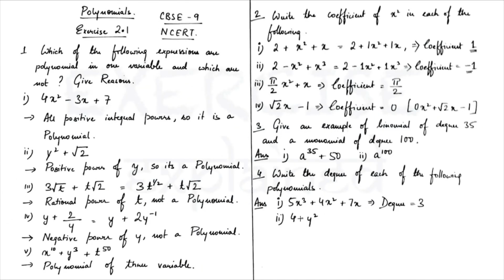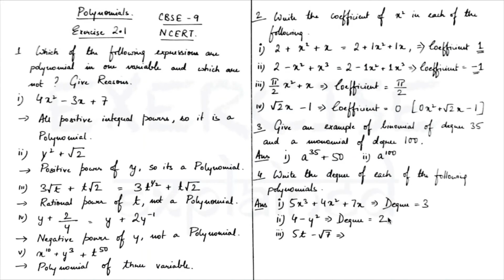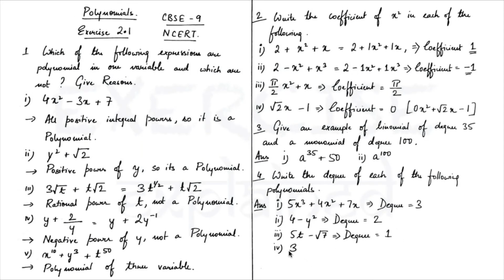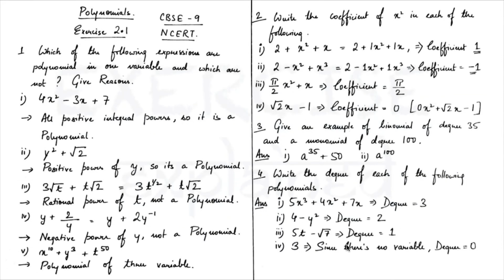Getting into the next one, that is 4 minus y square. So you can see we have 2 as the degree, so the degree is going to be 2. Now 5t minus root 7. Now t doesn't have any value over here, so we assume it to be t to the power of 1, and thus the degree happens to be 1. Coming to the next one, now this is not a polynomial at all because it doesn't have any variable, it's just a number. So we can consider it as 3 into t to the power of 0. So the degree is going to be 0 over here.